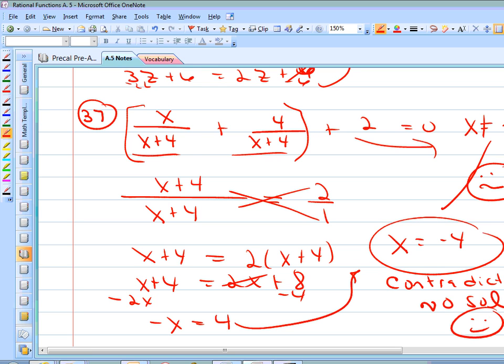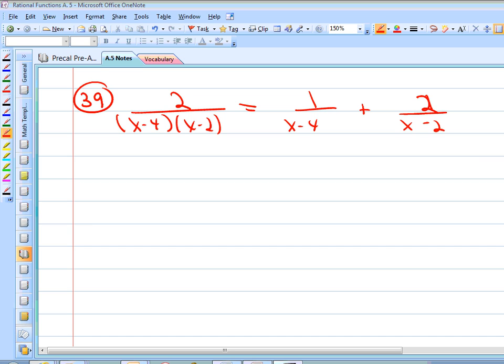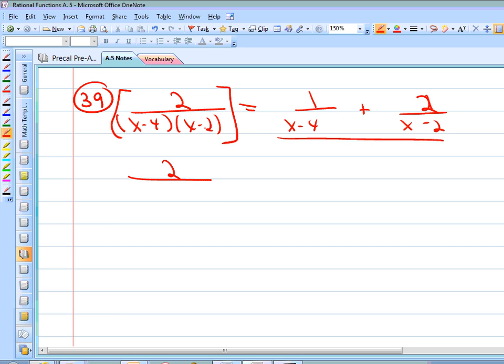Let's look at 39. All right. Again, take a look here. This is all one fraction on the left, and we can combine these and make them one fraction on the right. So I'm going to keep my 2. I'm going to go ahead and probably multiply these two back together, but I'm going to wait just a minute to do that. And I'm going to say equals. On this side, again, my denominator would be x minus 4 and x minus 2. This x minus 4 would need the x minus 2 at the bottom and the top. And this x minus 2 would need the denominator to be multiplied by x minus 4 and the numerator, x minus 4.